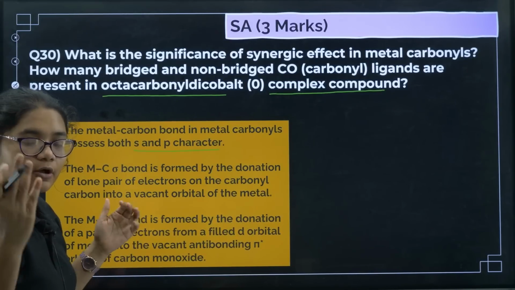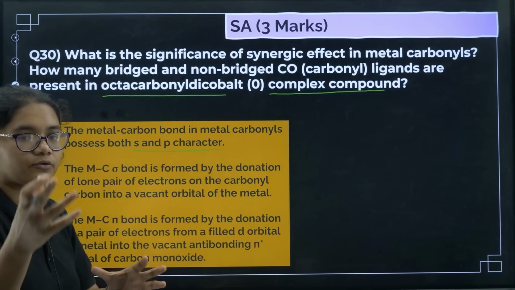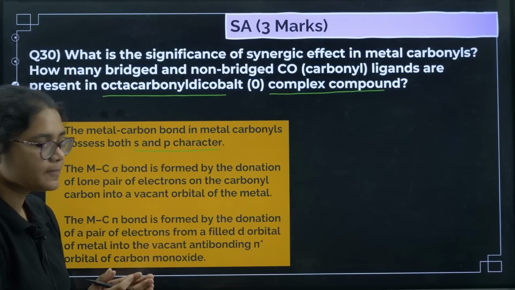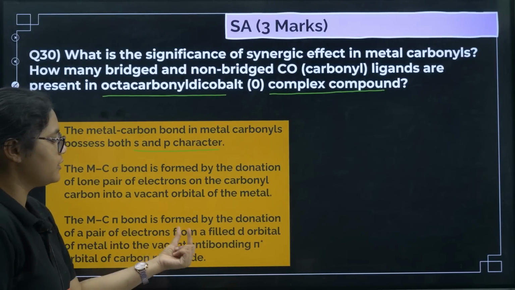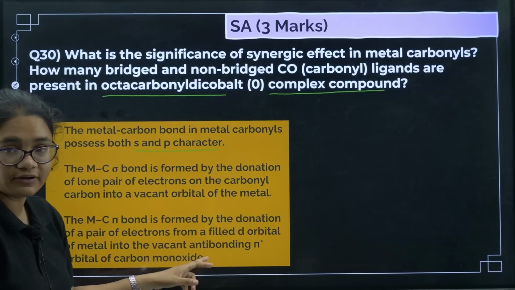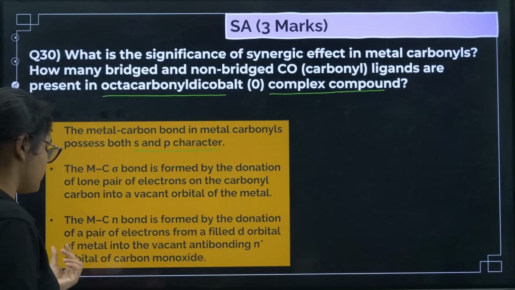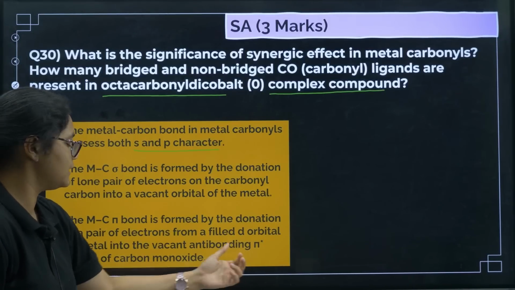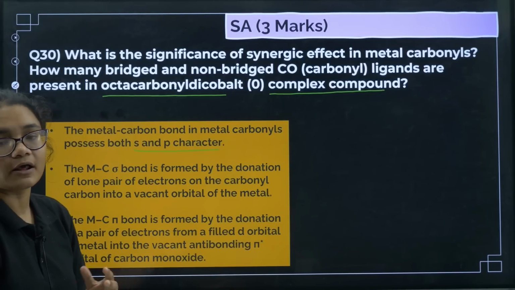Okay, so from the filled orbitals of carbon to the vacant d orbital of metal. Next we have the M-C pi bond, which is formed by the donation of a pair of electrons from a filled d orbital of metal into the vacant antibonding pi star orbital of carbon monoxide.